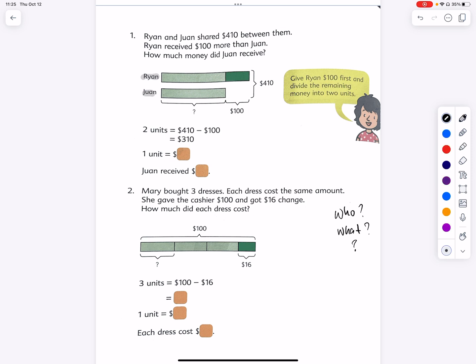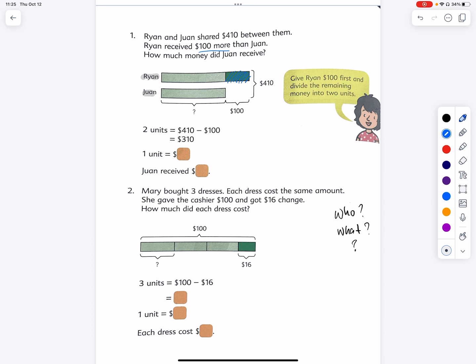But notice, did the problem say they shared equally? No, if they were to share equally, we would just divide 410 by 2, but they did not share equally. How did they share? Well, we know that Ryan received 100 more. Here is this piece of 100 more. This is the piece that's 100. If this piece would not be there, they would be equal.